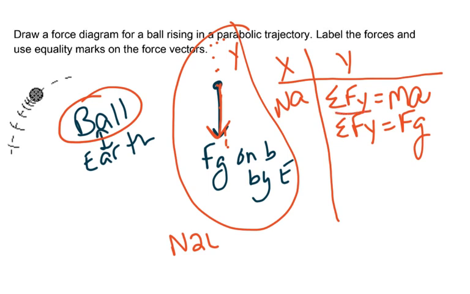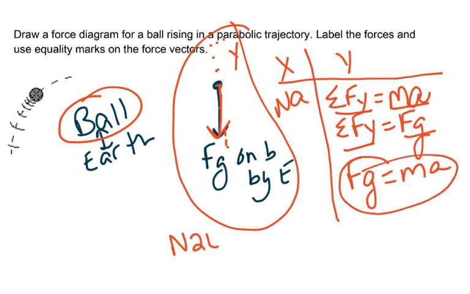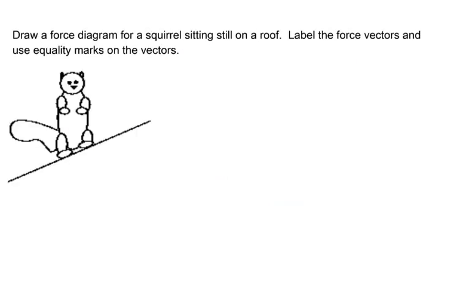So since the sum of the vertical forces is equal to the mass times acceleration, but the sum of the vertical forces is also equal to the gravitational force, that means the gravitational force must equal the mass times the acceleration. And I have now written my equation that I can use to solve for any of these three pieces of information. All right, let's look at one more.